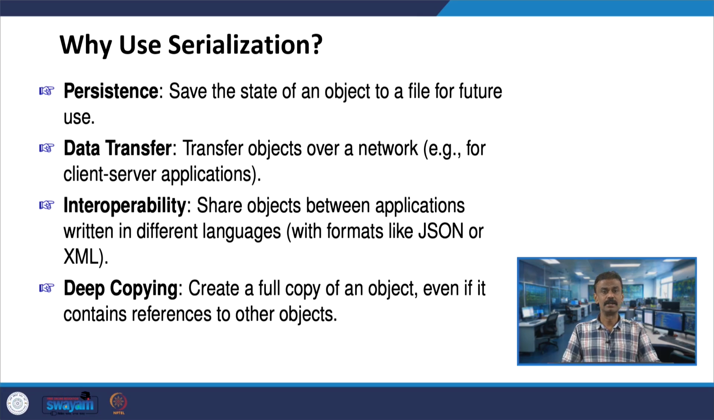And the next one is interoperability. I want to share objects between applications. You may be using several applications written in different languages, and in one language I have to use objects. In that case, when I want to share objects between applications written in different languages, serialization is very useful. Also the deep copy: you can have a full copy of an object, even if it contains references, the addresses, to other objects. So, this is what it means.